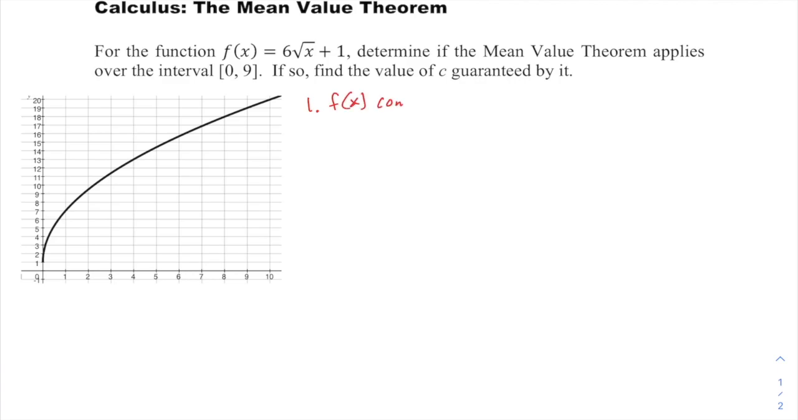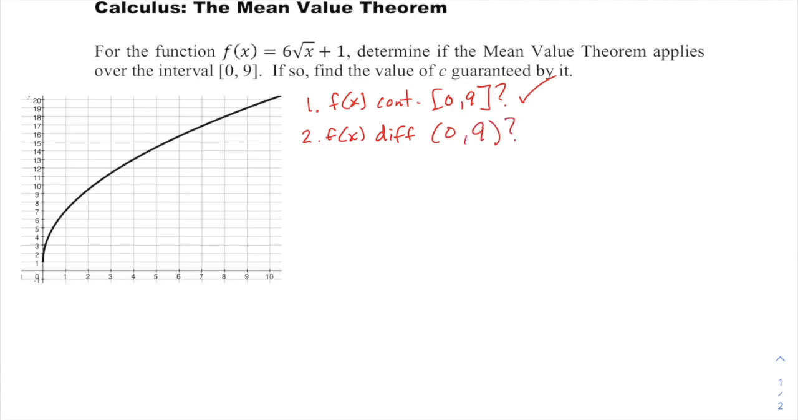So is this function continuous over the interval 0 to 9? Definitely, right? It's 6 square root of x plus 1. Its domain is x is greater than or equal to 0, and you can see the graph here. So it's definitely continuous. So that condition is met. And the other condition is that f must be differentiable over the open interval 0 to 9.